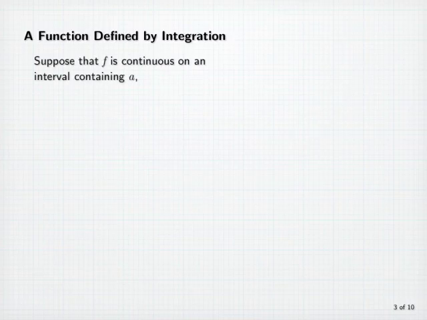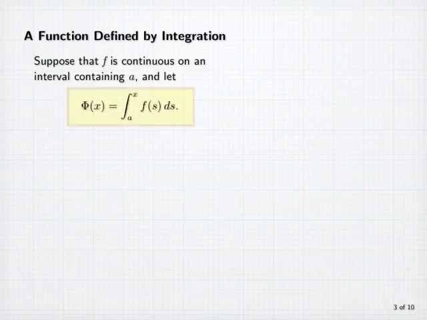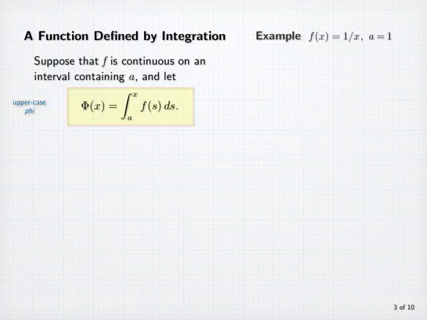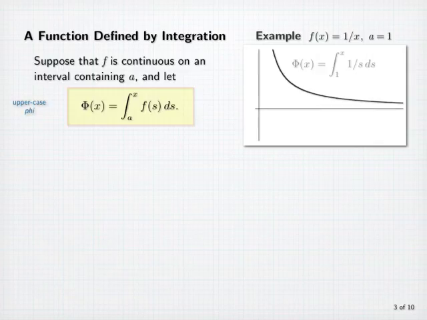A function defined by integration. Suppose that f is continuous on an interval containing a, and let capital phi of x equal the integral from a to x of f of s ds. Notice here that the variable x appears as the upper limit of integration, so we use a different letter, here s, for the dummy variable of integration. For example, let f of x equal 1 over x and a equal to 1, then phi of x is equal to the integral from 1 to x of 1 over s ds.